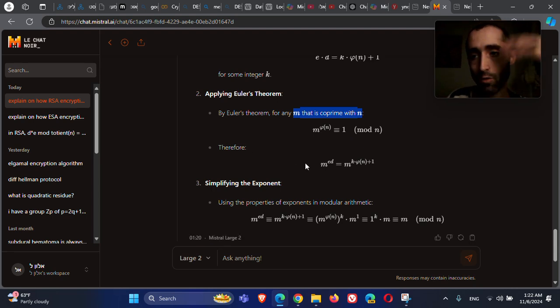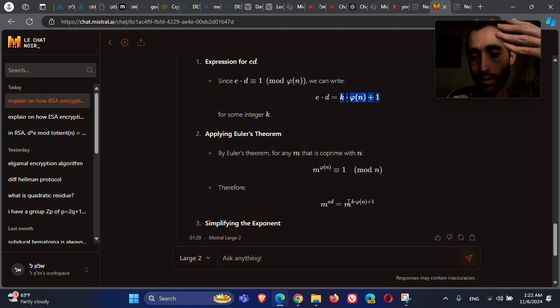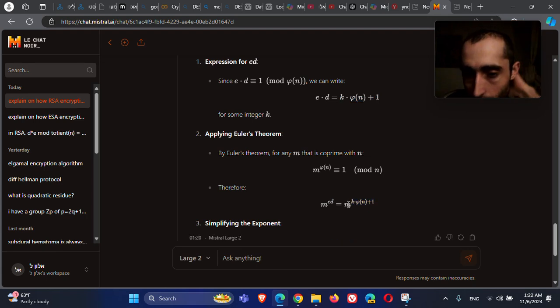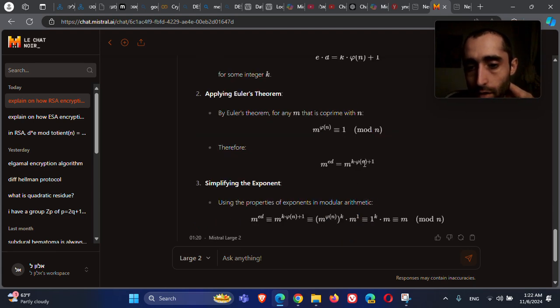Now in the encryption part, we have the message m to the power of e. In decryption, we also raise to the power of d, so we get m to the power of e d. Now instead of ed, I can write this. What it writes here is m to the power of k totient of n plus 1. So I can separate it: m to the ed is like m to the k totient of n plus 1.